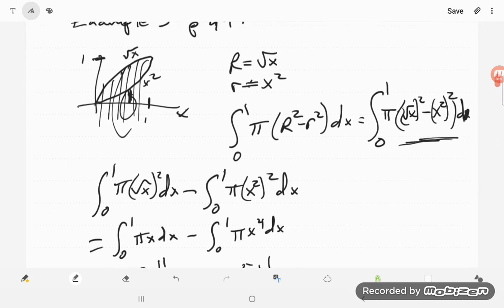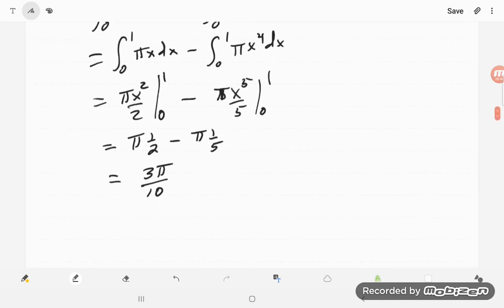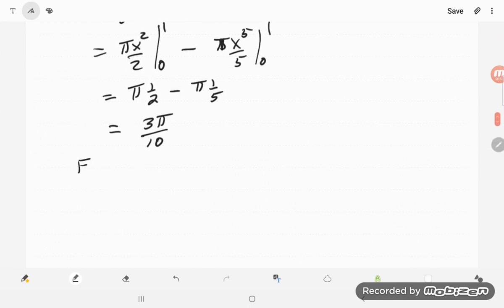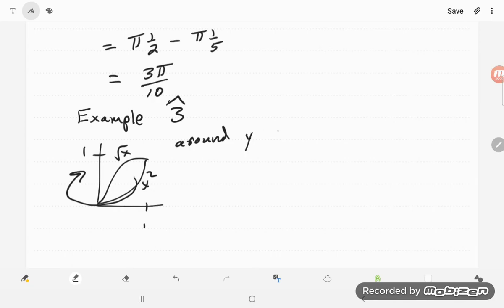Now, this is an interesting problem because if I do an example 3 hat, okay, so something like that. Well, I'm going to do the same thing. I'm going to take the square root of x, x squared, that's a 1, that's a 1. But now I'm going to rotate it around the y-axis.